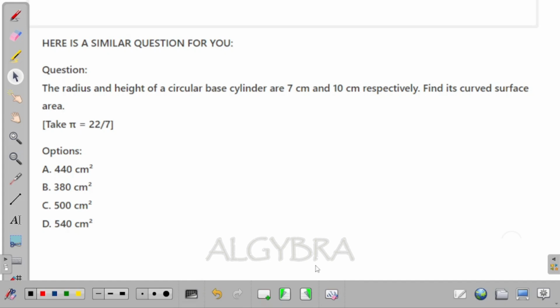The options here are option A, 440 centimeters squared. Option B is 380 centimeters squared. Option C is 500 centimeters squared. Option D is 540 centimeters squared. Solve this question and put your answers in the comment section.